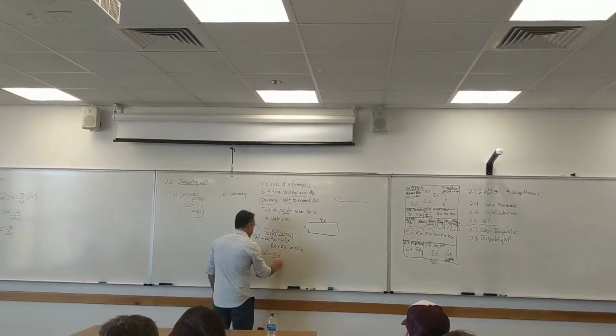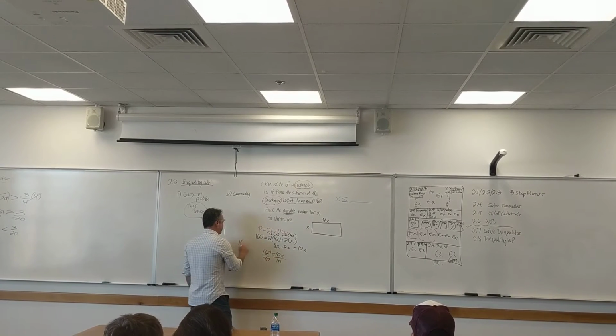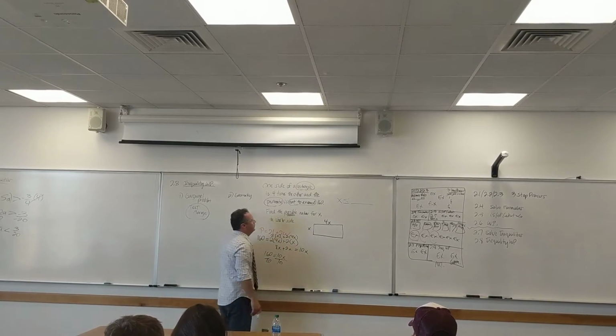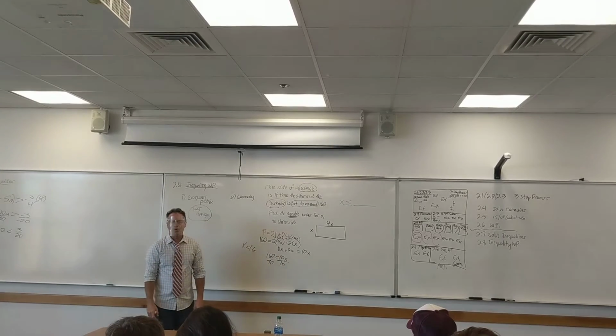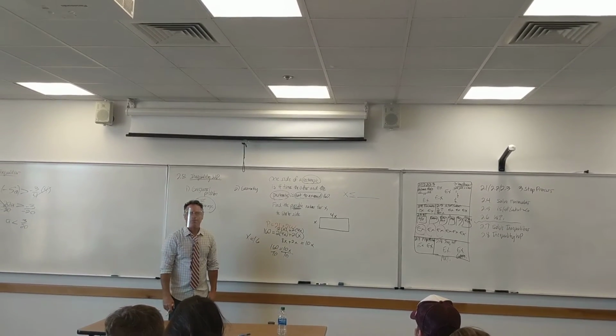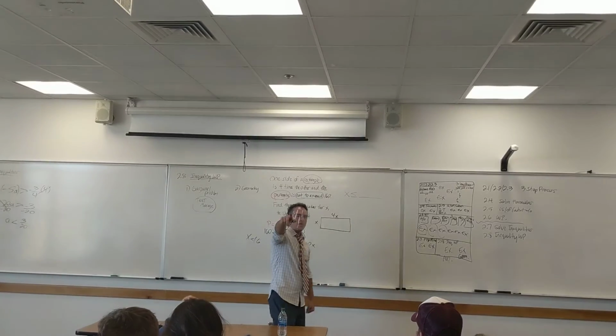We divide each side by 10, and we get x equals 16. X is the shorter side. And there you go. You're done. Cool? No, you're not. So for you guys at home, watching on the video right now.